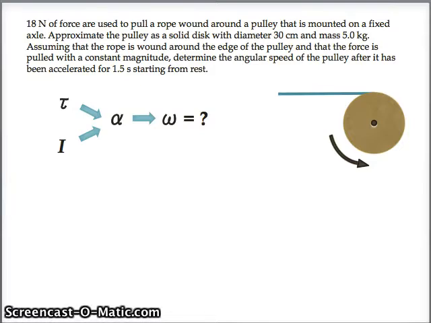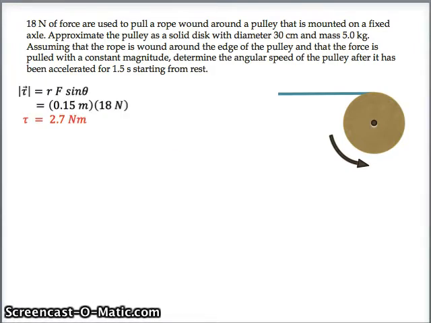So let's go through these steps. Calculate torque, calculate inertia, combine those together to find angular acceleration, and then use that to find omega, the rotational speed. So to calculate the torque, we need to know how much force, that's our 18 newtons. We need to know where that force is being applied, and it's right at the edge. So the r here really is the radius of this object. We were given the diameter in centimeters, so we'll divide that in half and convert to meters. And then our angle will just be 90 degrees.